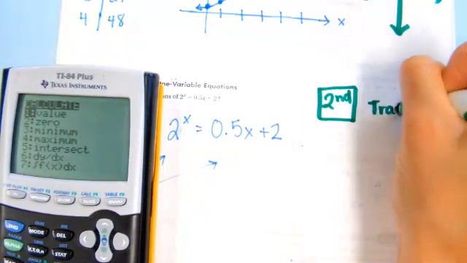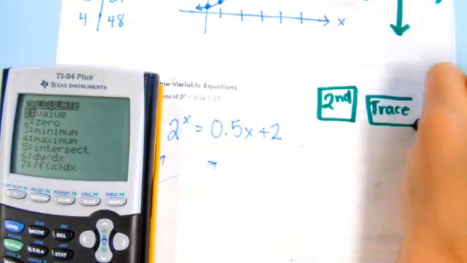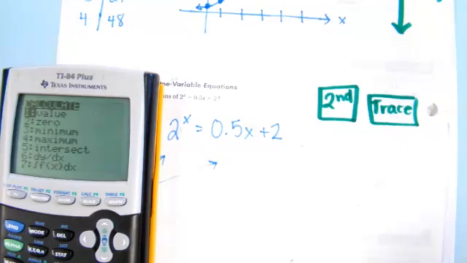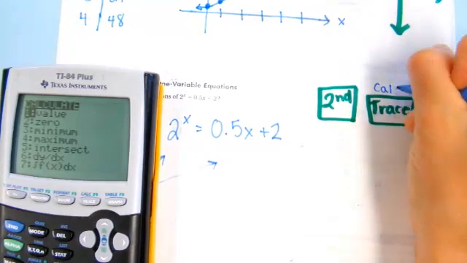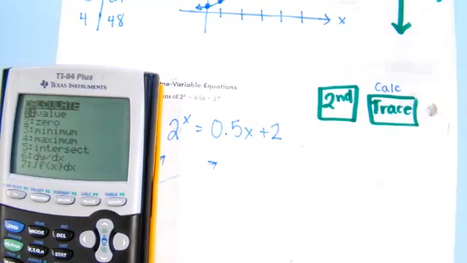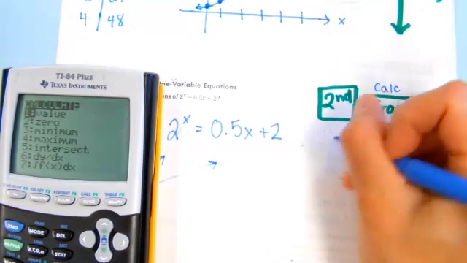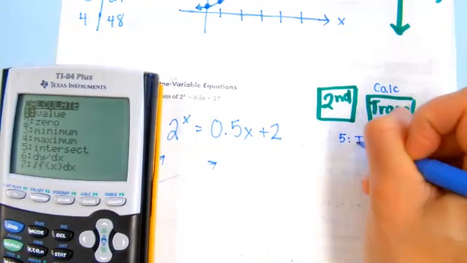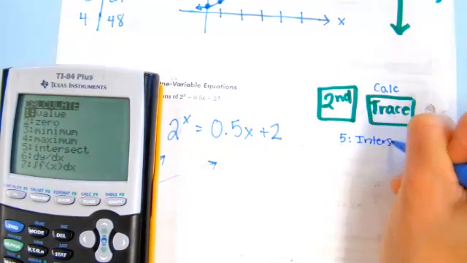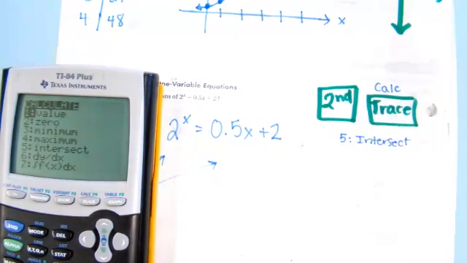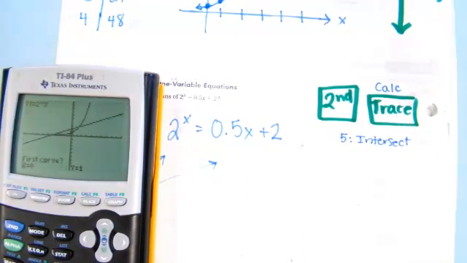Above trace, notice there's a blue calc sign. Okay? And that is going to get us, we want to see where they intersect. So number 5 says intersect. So you can either press 5 or scroll to 5, okay? And it'll go back to the graph. And then they're going to call both of these curves. So there's 2 spots, all right?